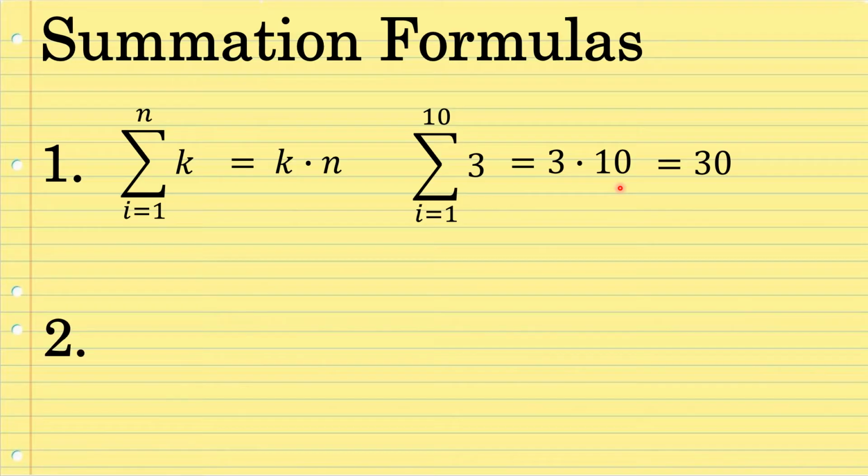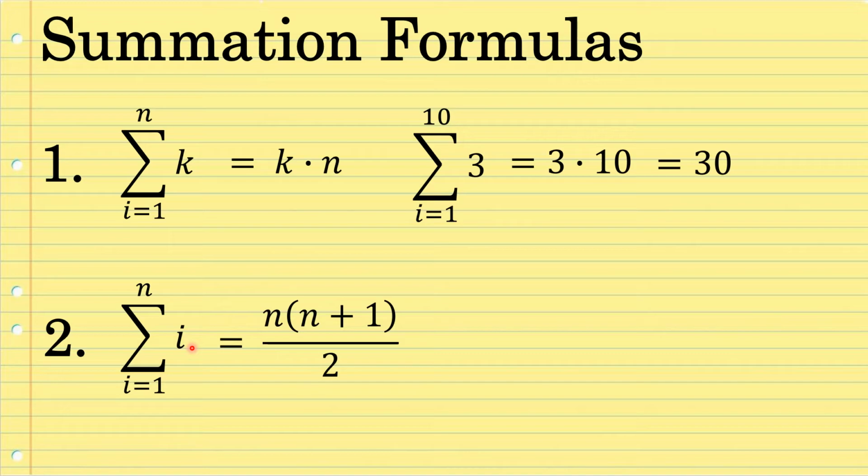The second formula involves actually summing some terms that change. Each term is different. There's not going to be, like our first example, 3 plus 3 plus 3, where every term is the same. This says the sum as i goes from 1 to n of i. This formula states that this sum is equal to n times the quantity of n plus 1, divided by 2.